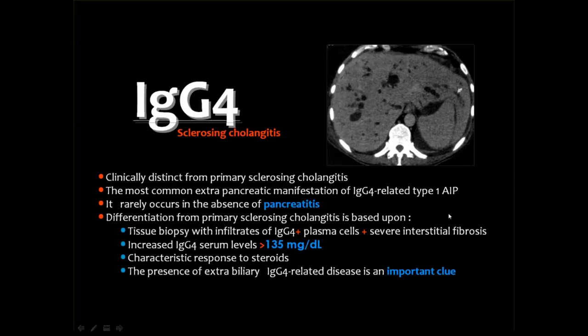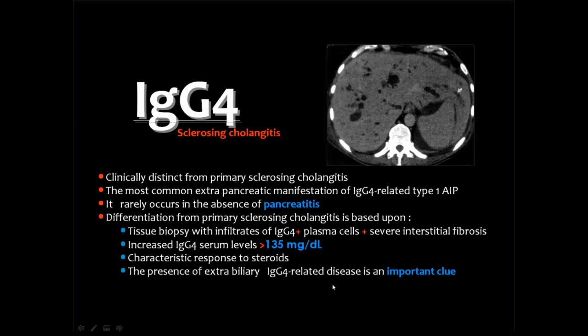Then, what is the difference between IgG4 sclerosing cholangitis and primary sclerosing cholangitis? Number one, the tissue biopsy of IgG4 disease will detect IgG4 infiltration, plasma cells, and also interstitial fibrosis. There will be an increase in the IgG4 serum level above 135. You remember the normal level is from 5 to 105.